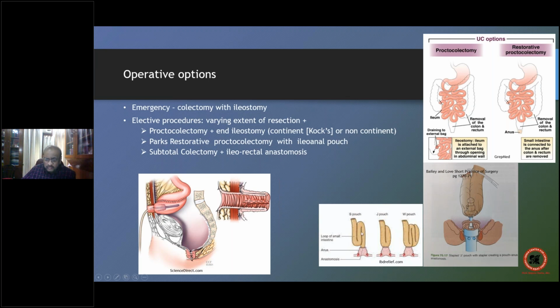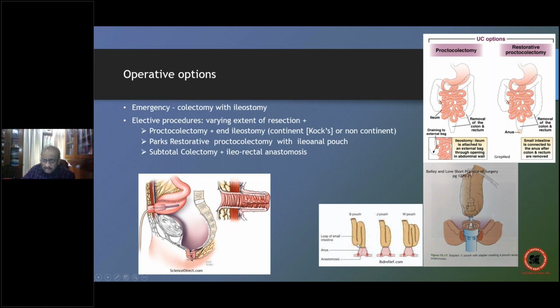So I create a pouch with what? The terminal part of the ileum. And what are the pouches? There are three types of pouches. This looks like an S. This looks like a J. And this looks like a W. So simple. S pouch, J pouch, W pouch.